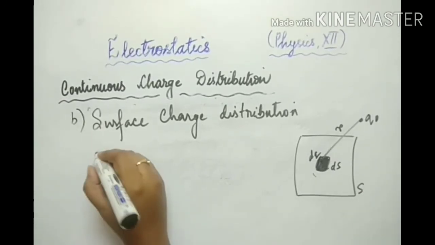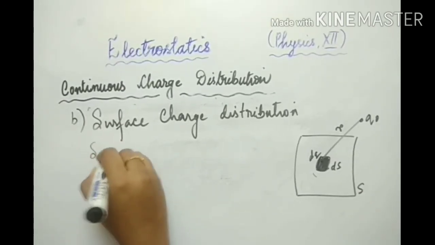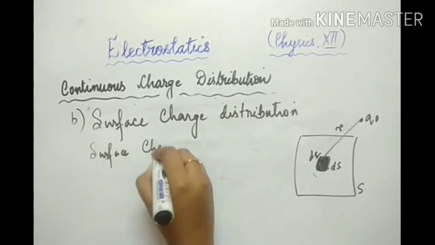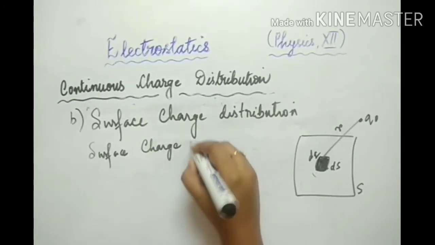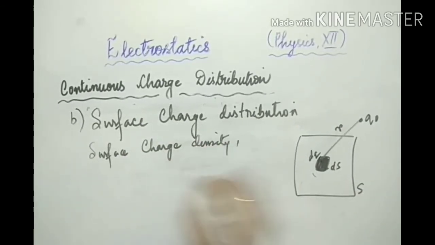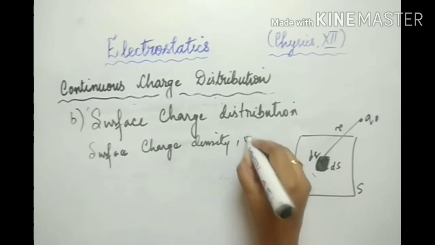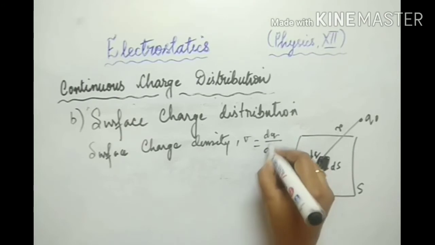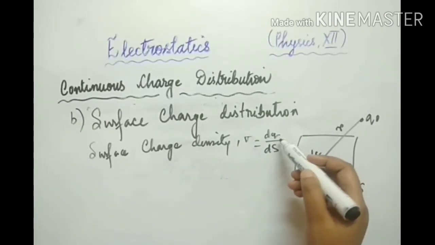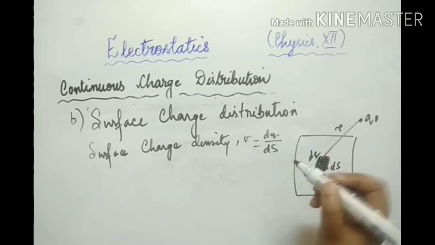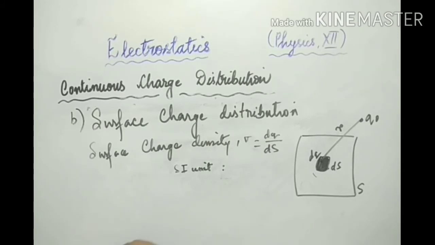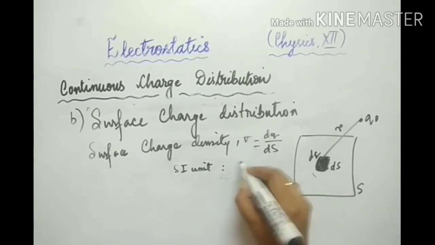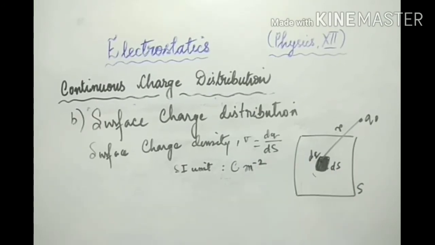So here we have another parameter known as surface charge density, and it is given by sigma. It is given by sigma equals dq by ds, that is, charge per unit area. And what will be its unit? Its SI unit is coulomb per meter square, since this is area, we will have meter square here.